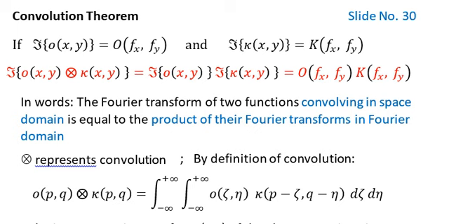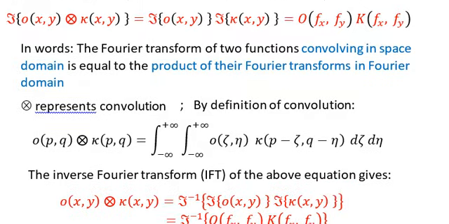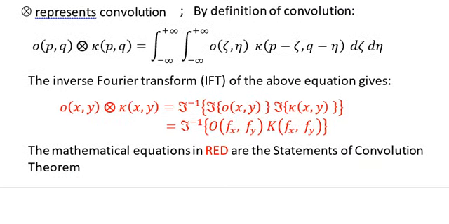This cross symbol within the circle represents the convolution. By definition, the convolution integral can be represented as follows. This is the definition of the convolution in terms of integration. On the left hand side we have the symbolic form of the convolution, O at P Q convolved with kappa at P Q, and its actual value is given in the form of integrals.